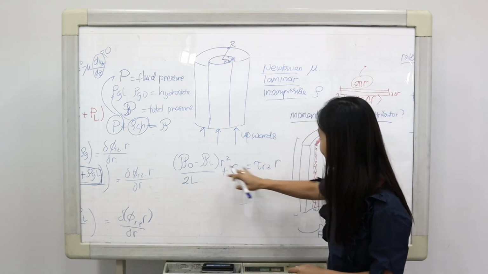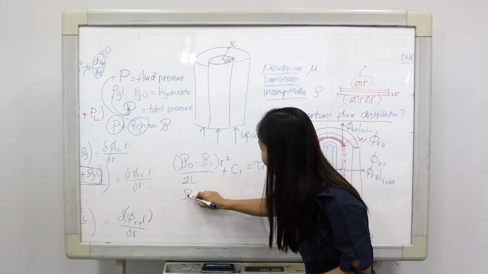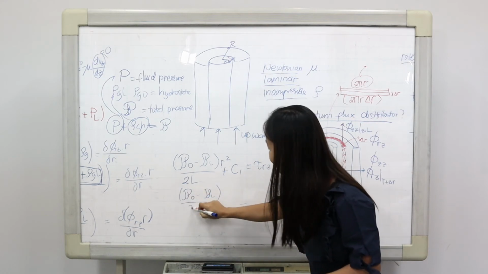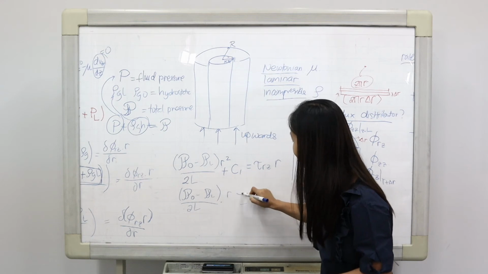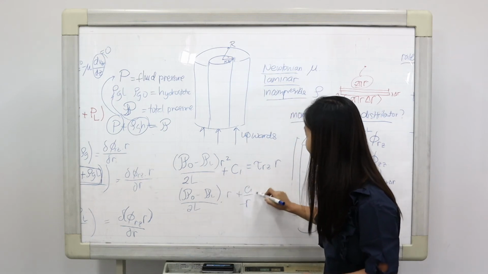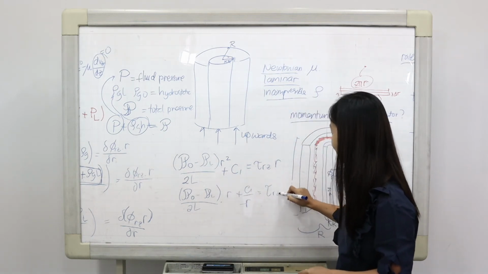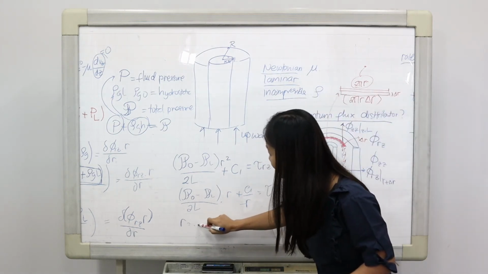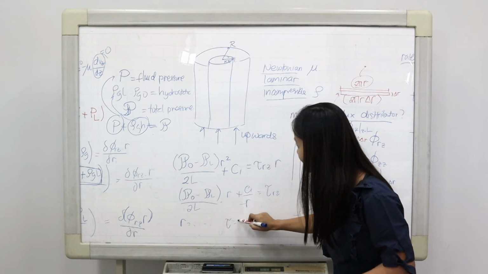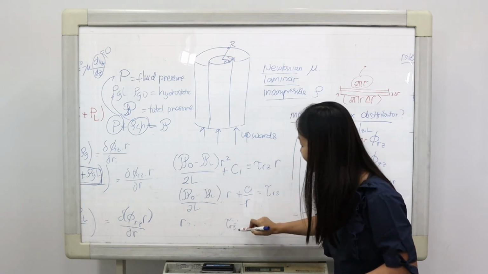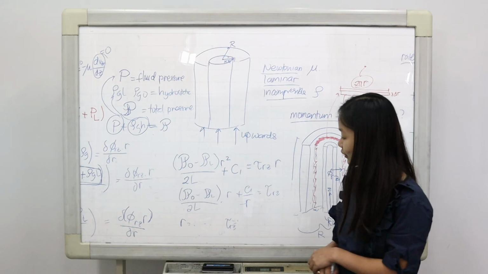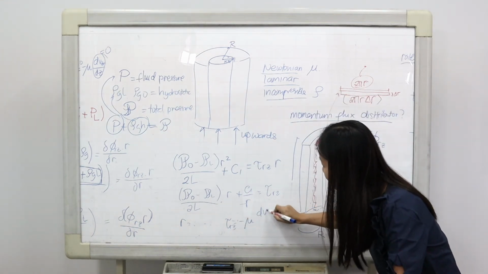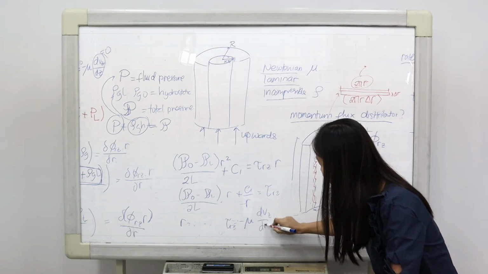Then if I divide everything by r, I will have P0 minus PL divided by 2L times R, plus C1 divided by R, equal to tau rz. So the boundary condition is: at r equal to something, the tau rz equal to something. We know that tau rz is minus mu dvz over dr.